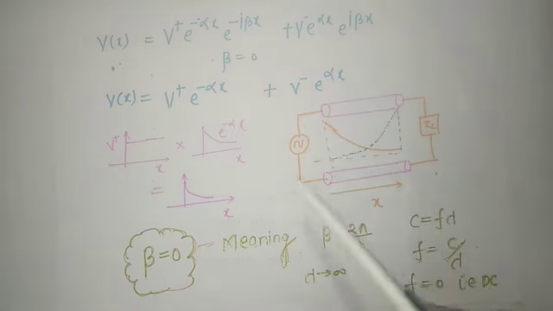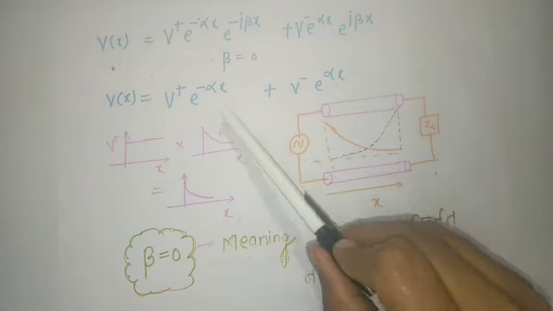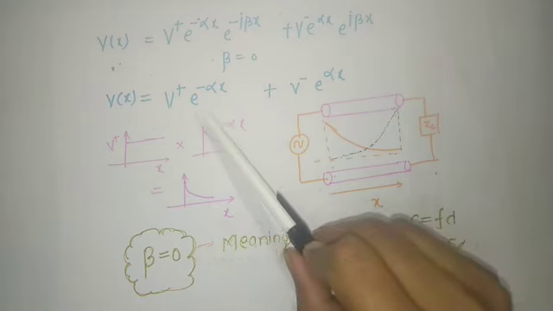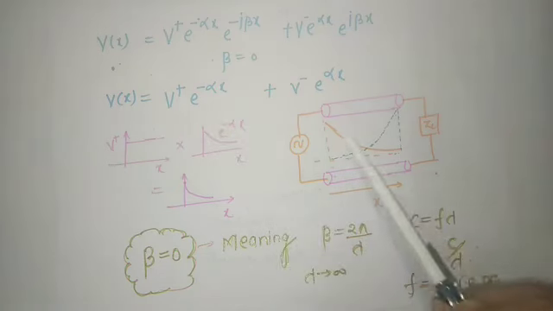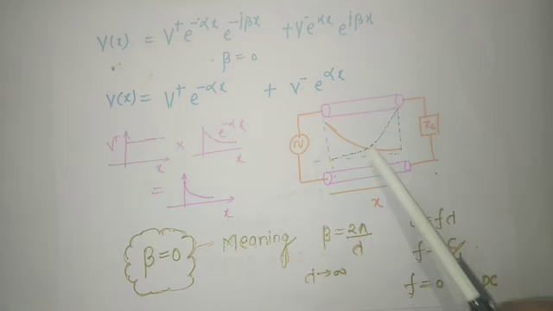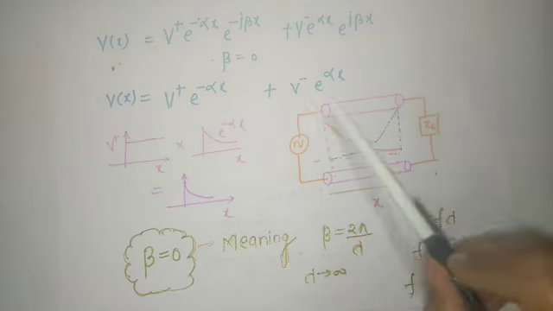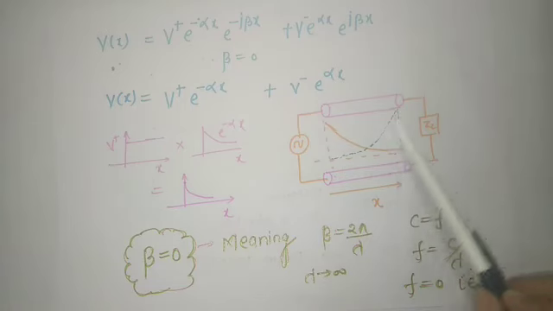Okay, so now let's try to understand the physical significance or graphical representation of it. For the forward wave, you can see that whenever such a wave is traveling in the transmission line, its amplitude is falling exponentially. This is for the backward wave. Whenever the backward wave is traveling from load to source, its amplitude is falling exponentially.